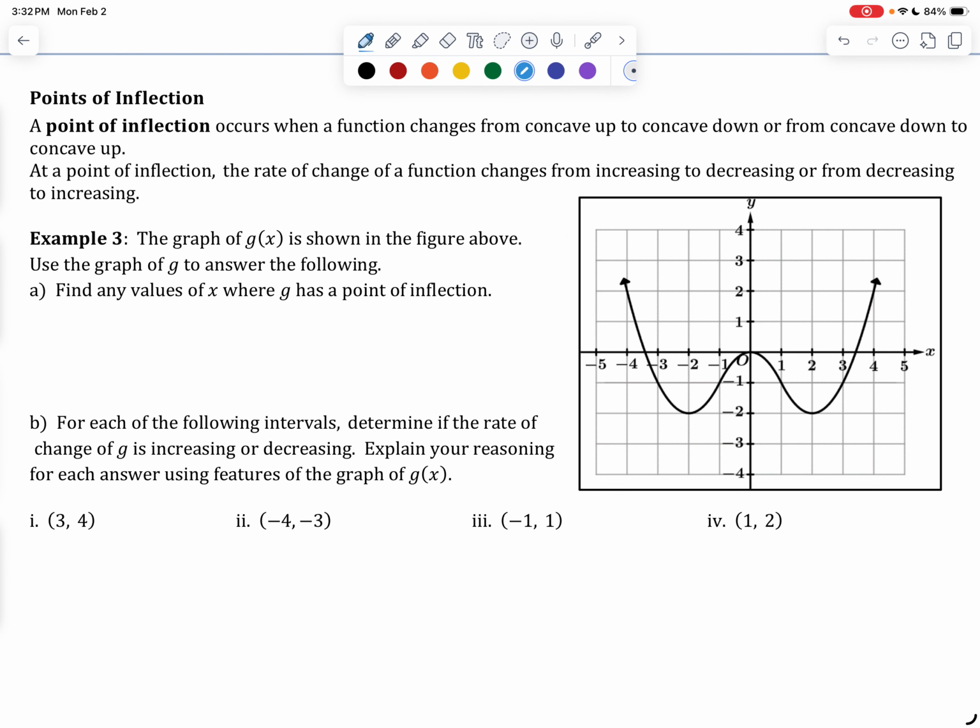So our points of inflection, we've mentioned this before, but a point of inflection is a place where our function changes from concave up to concave down, or vice versa. So our rate of change will switch from increasing to decreasing or decreasing to increasing. Remember that the rate of change can be increasing even when the function is decreasing. Those are different things. So we want to associate rate of change increasing and decreasing with concave up or concave down. So let's look at our graph example here and try to find our points of inflection.